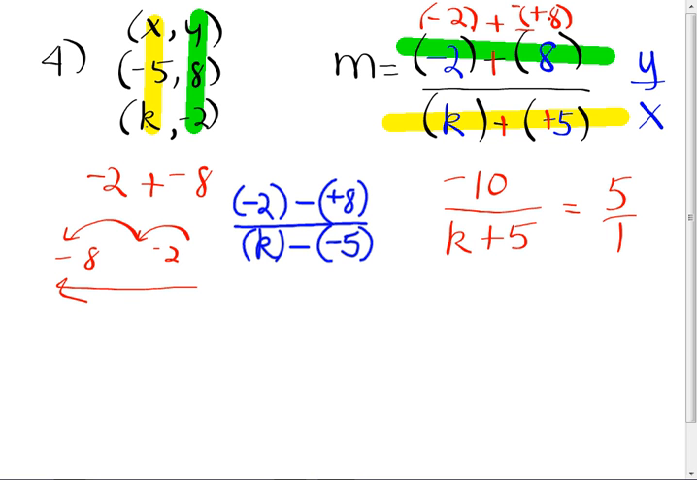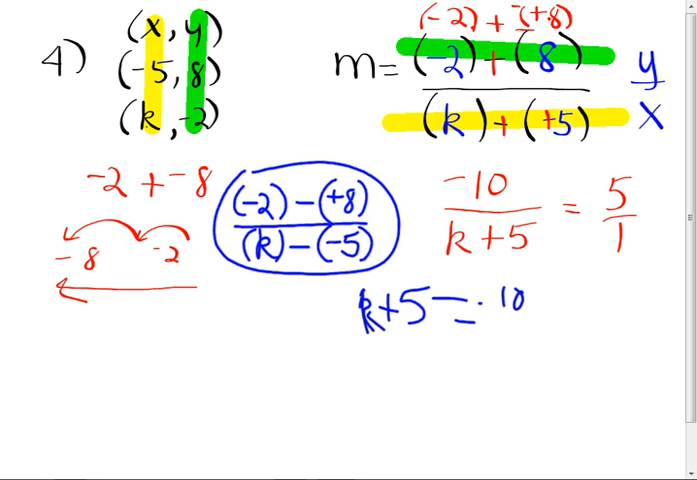No. You would set it up like... What's that say? That's a k. Okay, 5 and then equals -10. Is that how you would set it up? No. How I set it up: the slope, which is this, equals the slope, which they said was 5. k plus 5 is not equal to 10.